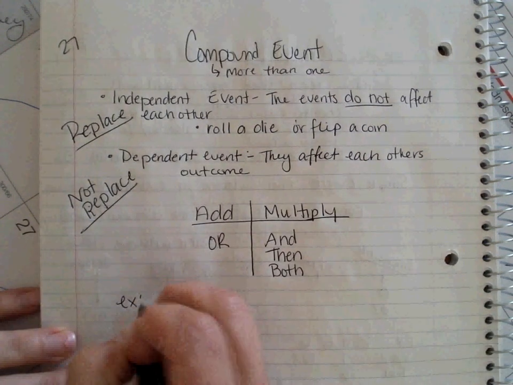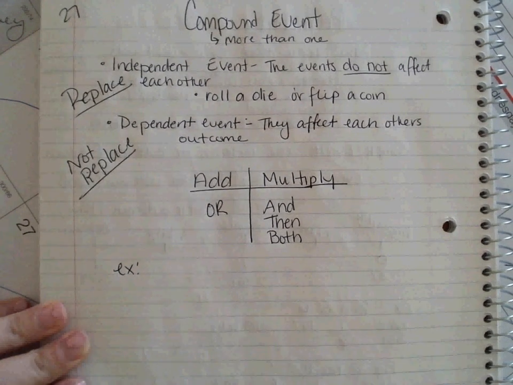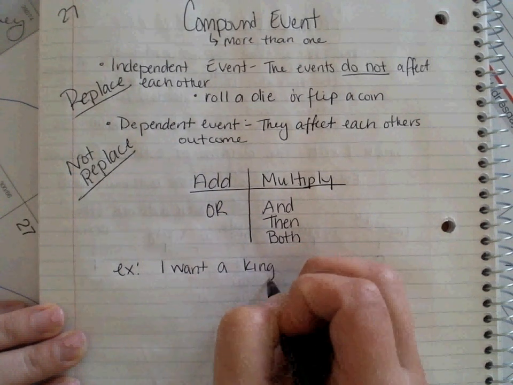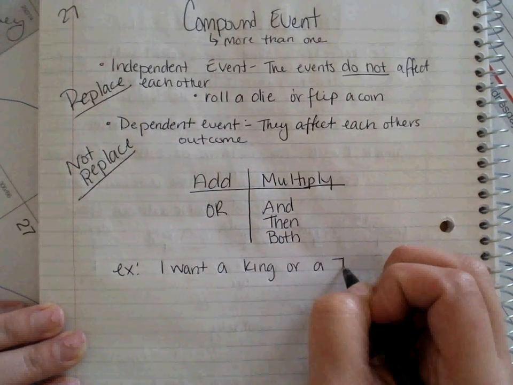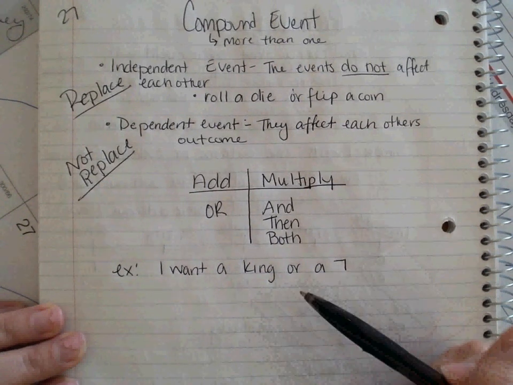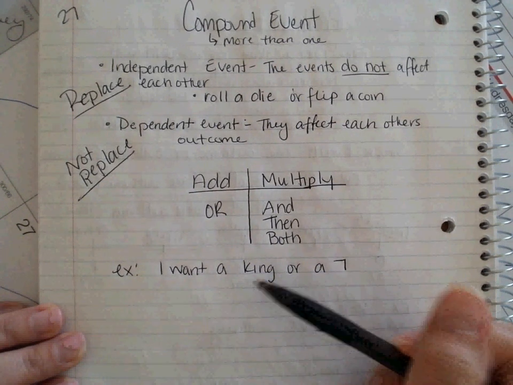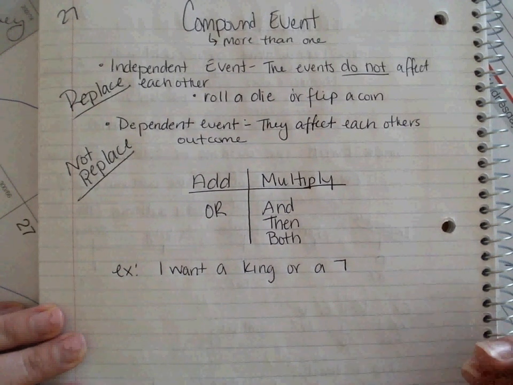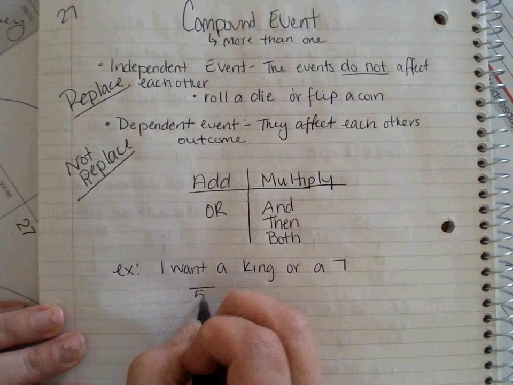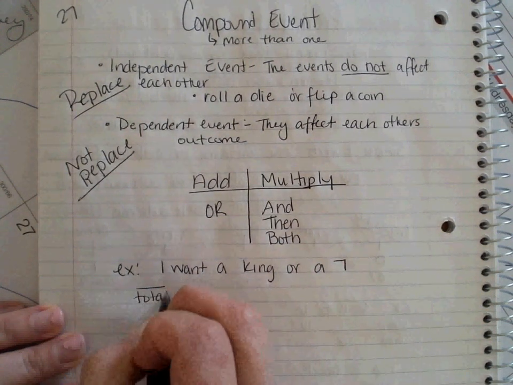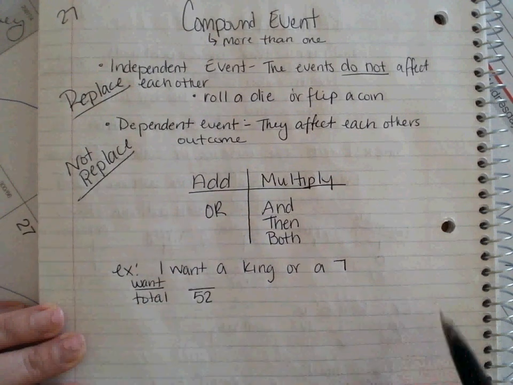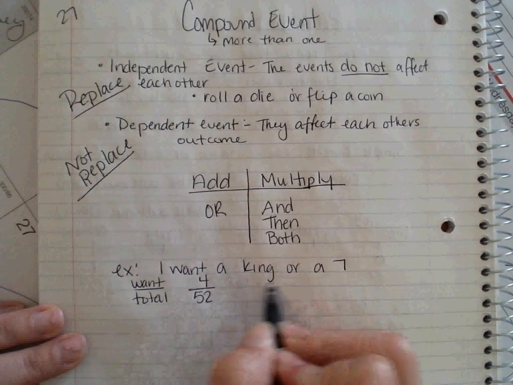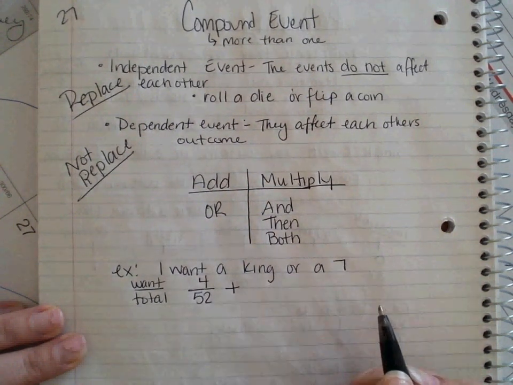So here are some examples. If I say that I want a king or a 7, I want this or that. It doesn't affect whether I get this one or that one, so it's independent because I don't care which one I get. When I have a deck of cards, remember there are 52 in my deck, so my total goes at the bottom and what I want goes at the top. There are 52 cards in my deck. A king, there are 4 kings. I want an or, so I'm going to add these together.